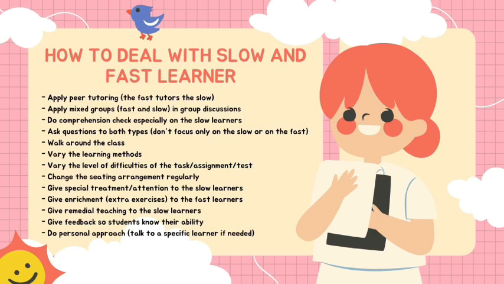And we must always give feedback so students know their ability, because feedback is the most important thing in teaching. And the last, do a personal approach. Talk to a specific learner if needed. If the slow learner or the fast learner needs it, we can talk specifically about whether there will be a tutor or extra study, and so on. We must do the personal approach.